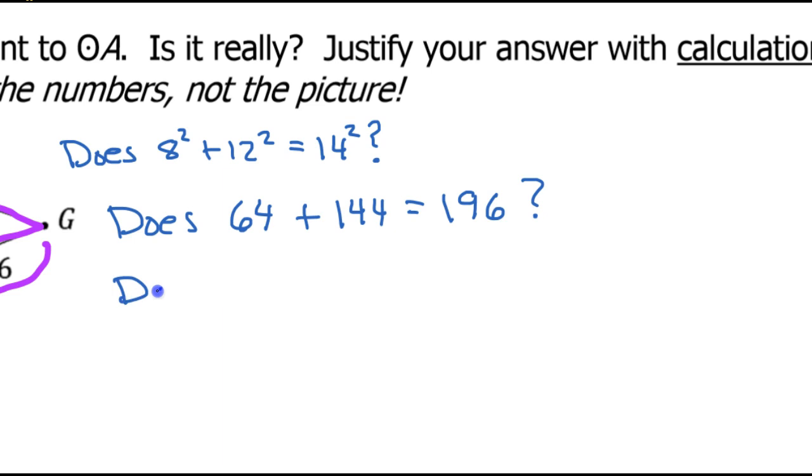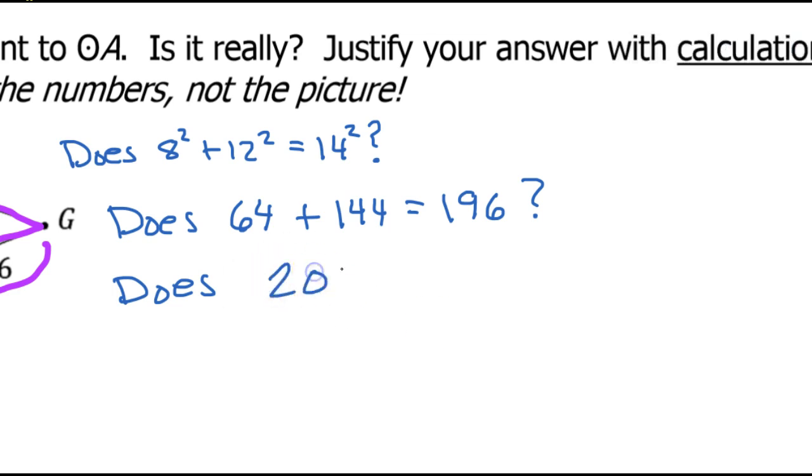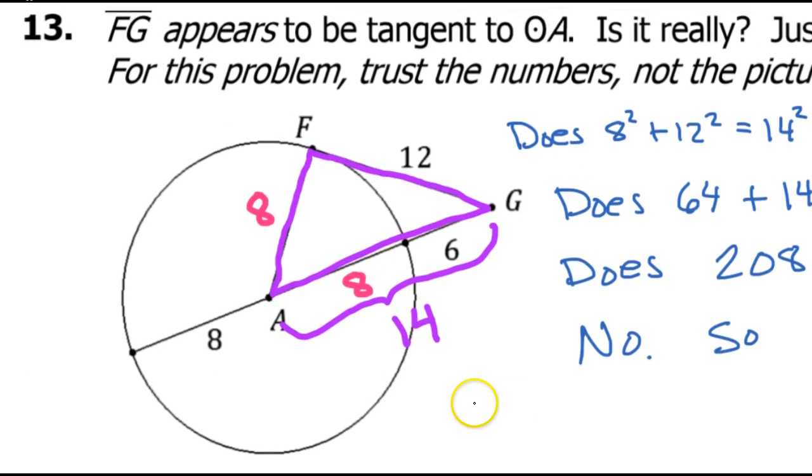Okay, in other words, does, well, I can already tell this is going to be a no. Because what is this? That's 208. Does 208 equal 196? No. So that means that segment FG is not a tangent.